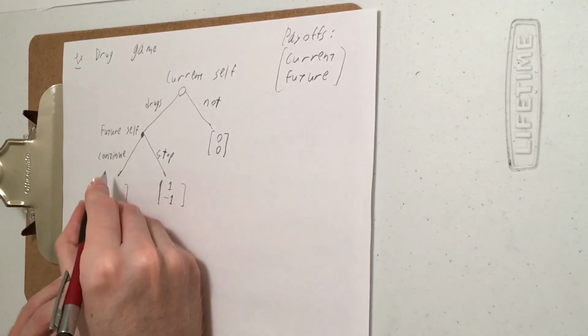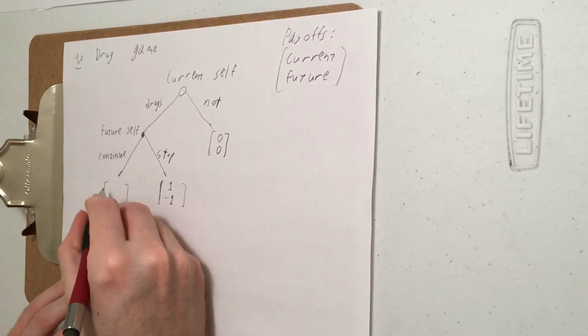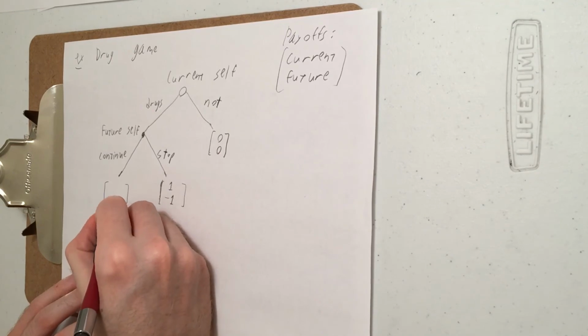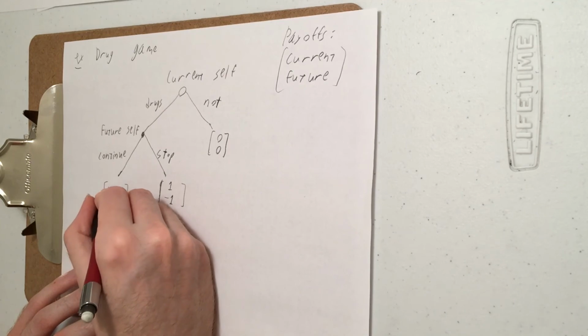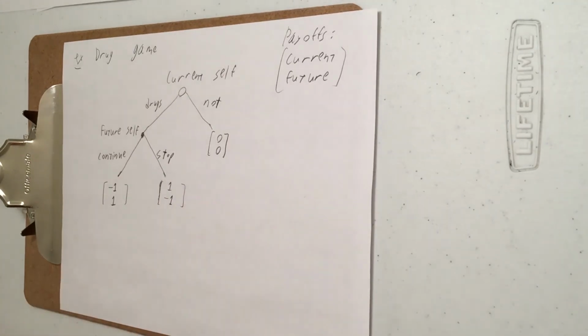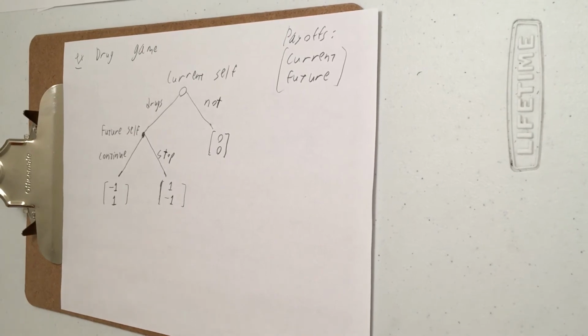If you continue, though, future self is happy about that because future self is now hooked, but current self does not want to go down that road and destroy their body. So there's your setup. If you want to get some more practice, go ahead and pause the video here and try to find the rollback equilibrium.